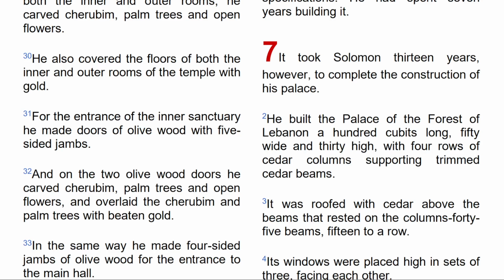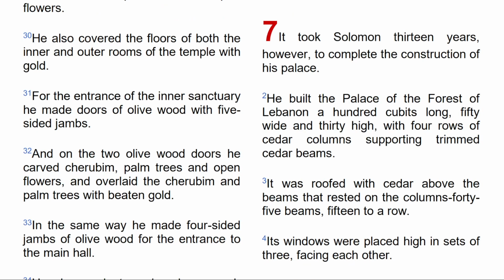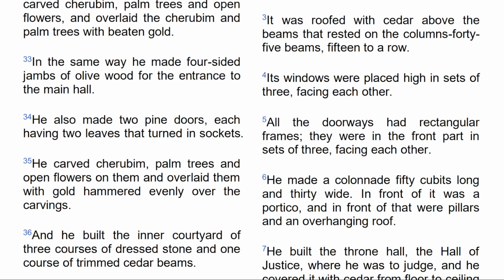He built the palace of the forest of Lebanon, 100 cubits long, 50 wide, and 30 high, with 4 rows of cedar columns supporting trimmed cedar beams. It was roofed with cedar above the beams that rested on the columns, 45 beams, 15 to a row. Its windows were placed high in sets of 3, facing each other.